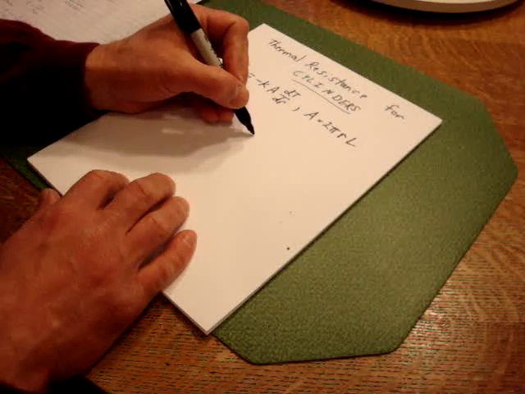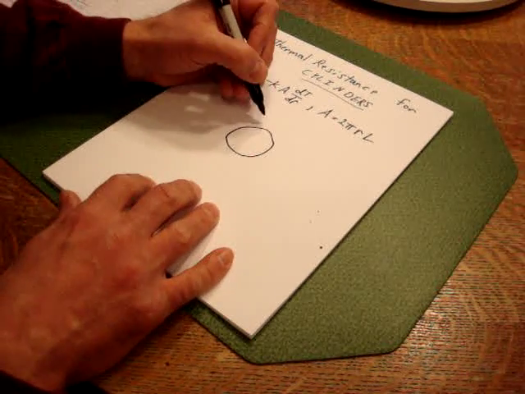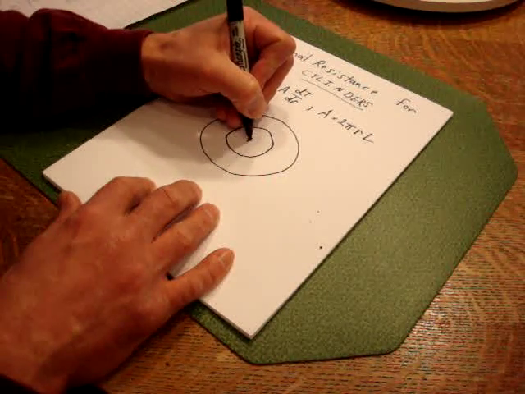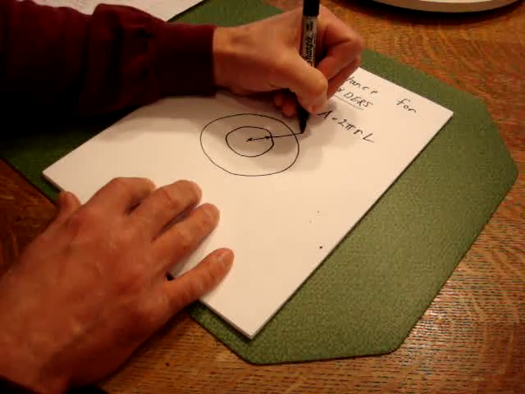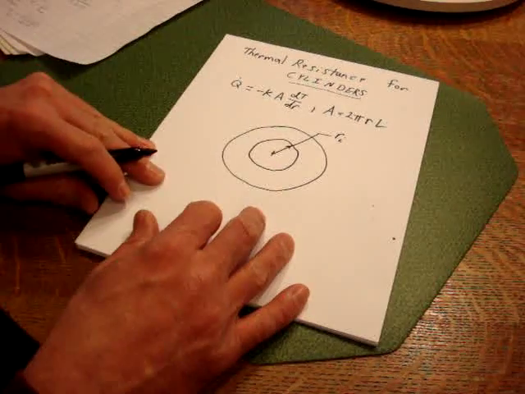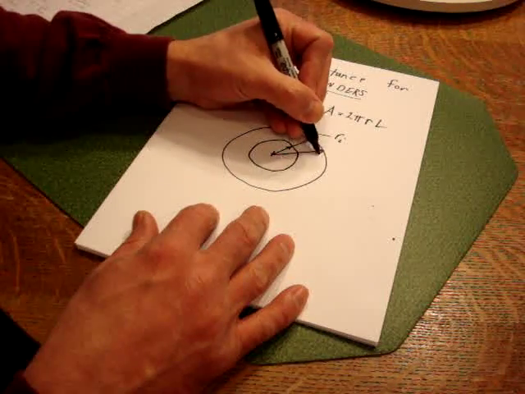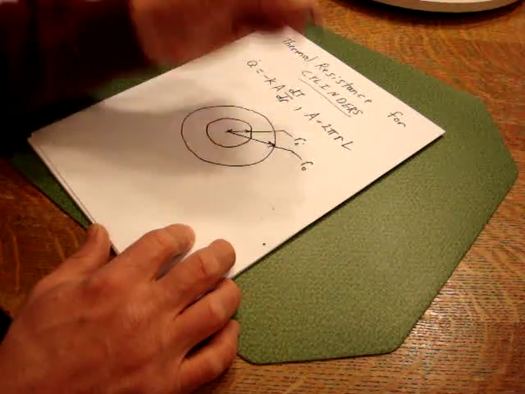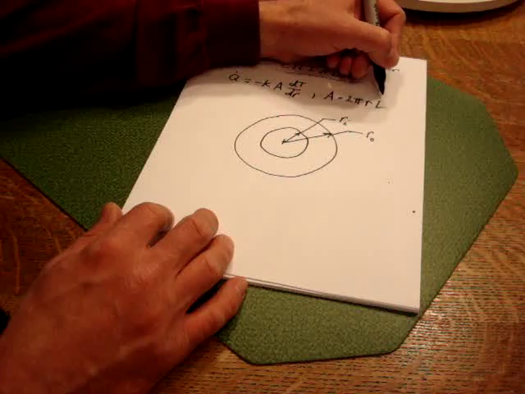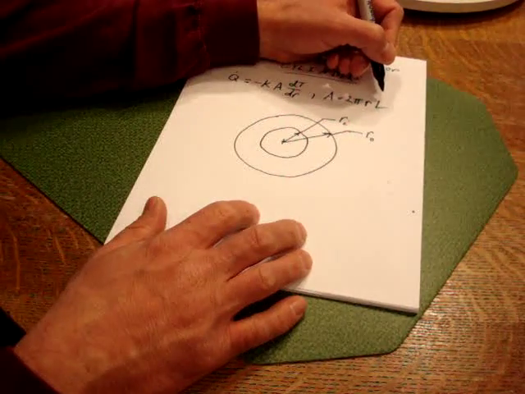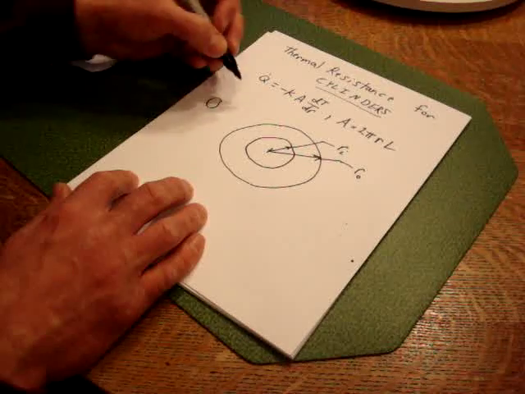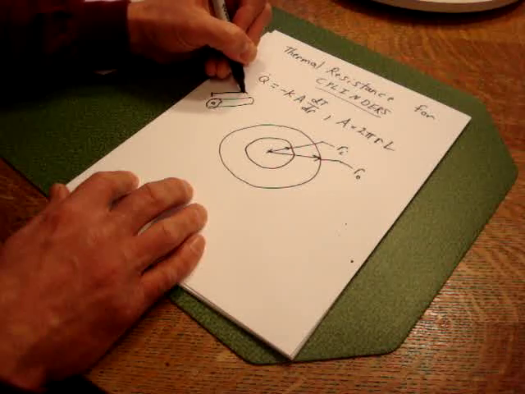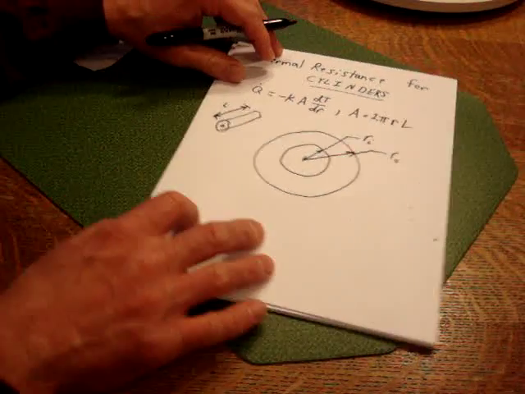we'll start with something like a pipe first. Call this radius here r on the inside, and we'll call this radius here r on the outside. Okay. Now the length here, this is like coming out of the page. So in 3 dimensions, the length would look like this.